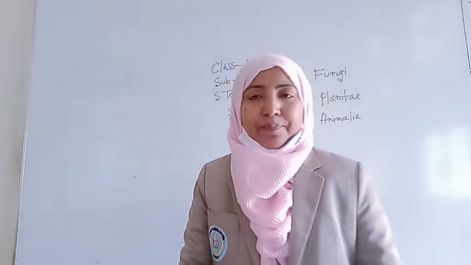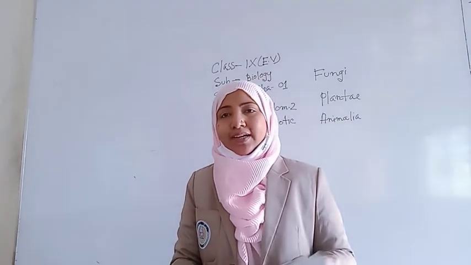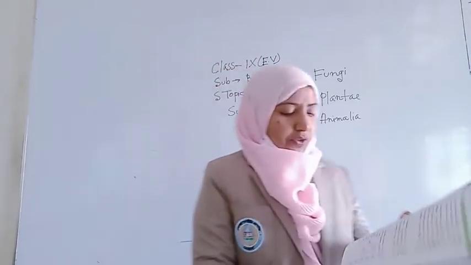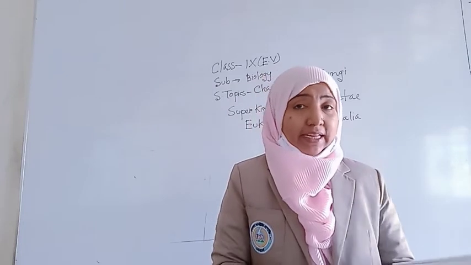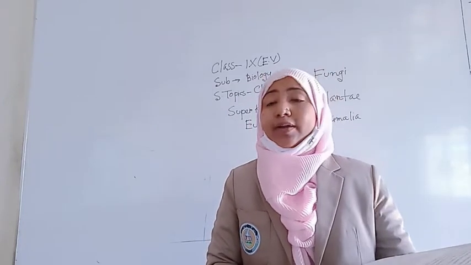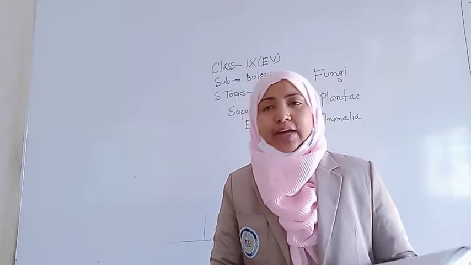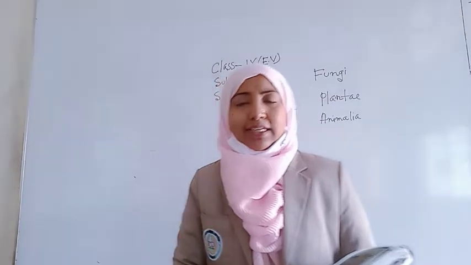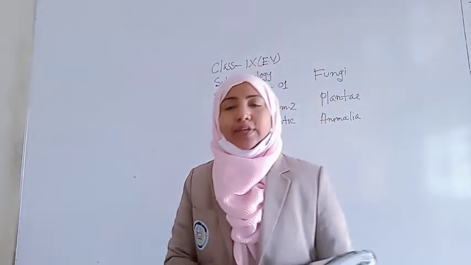In the previous class I also explained the living world. The scientists R.H. Whittaker and Margulis explained the living world: the kingdoms, super kingdom 1 and super kingdom 2. Super kingdom 1 is the prokaryota and super kingdom 2 is the eukaryota.